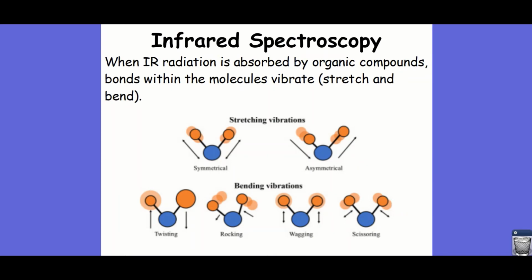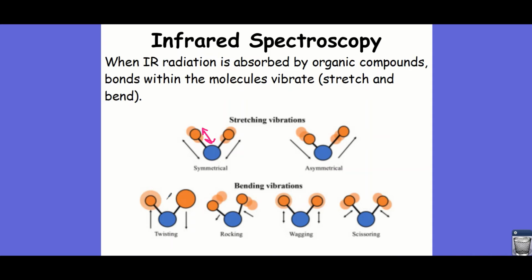So different molecules contain different functional groups and different types of bonds. And when those bonds absorb that radiation, they will move, and they will move in all different sorts of ways. You might have symmetrical movements where the bonds, so this would be coming in here and then going out that way. You might have an asymmetrical motion where they're happening differently.